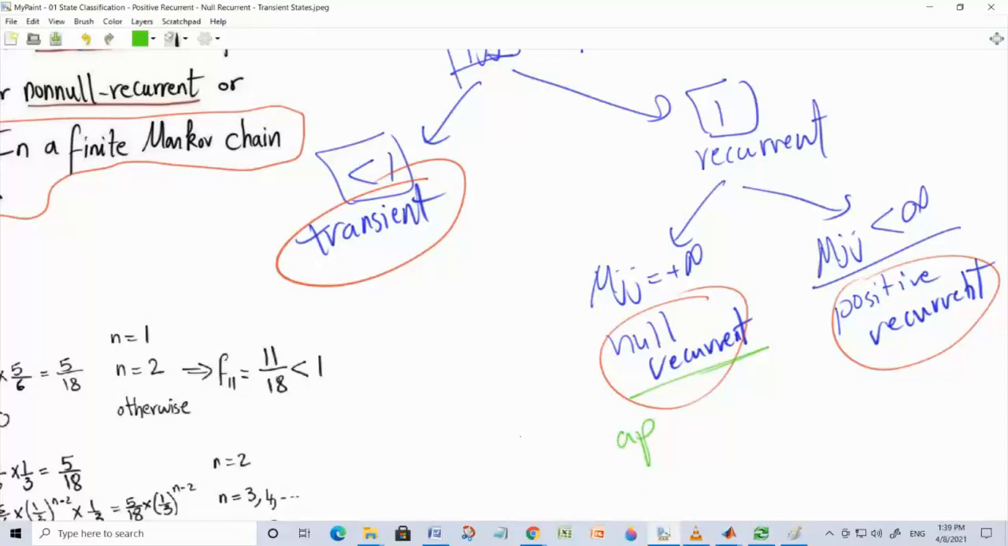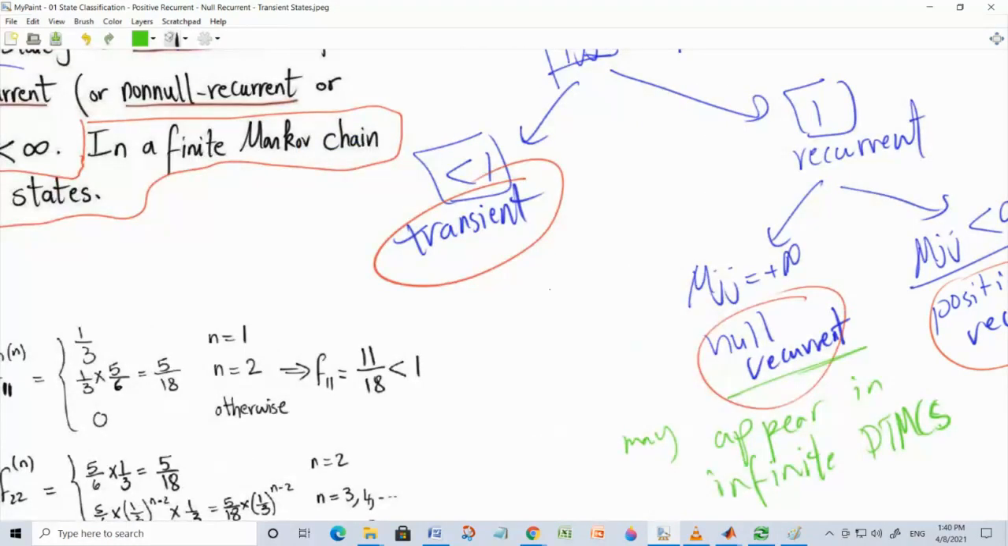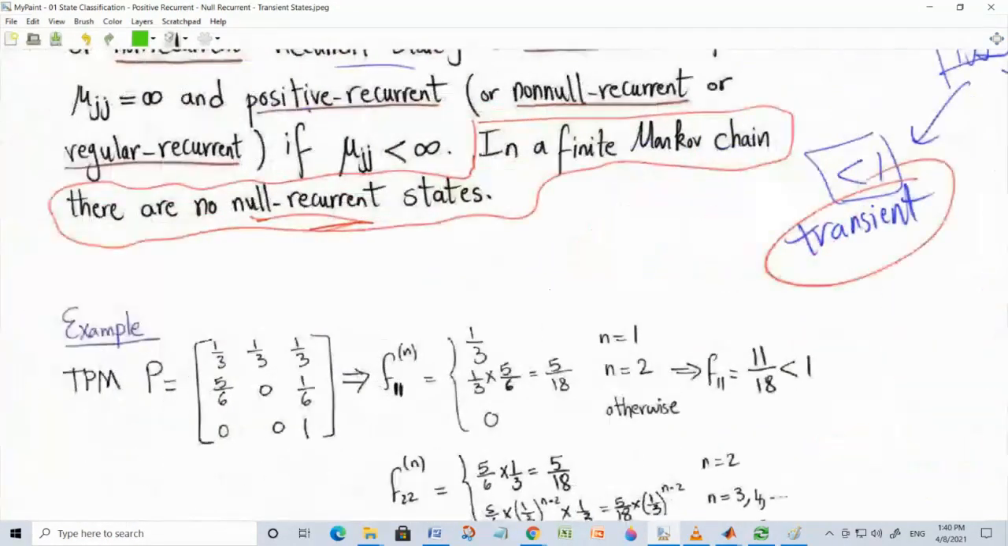So they may appear in infinite chains. And when I say infinite chains, I mean chains in which the state space is countably infinite rather than being finite. If you are talking about a finite chain, then the state is either transient or positive recurrent. In the infinite case, you start getting this funny null-recurrent thing. And again, we will gradually develop our understanding of why this does not appear in the finite case, but it can appear in the infinite case.